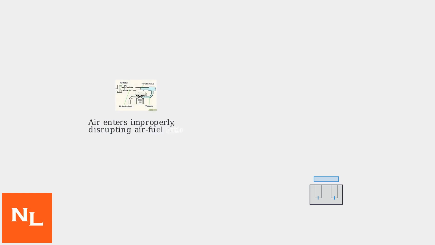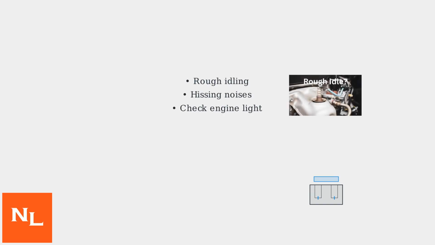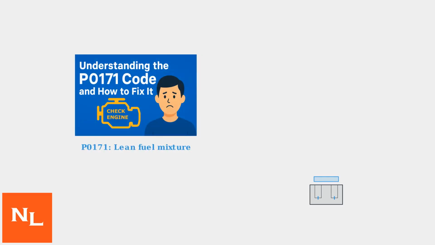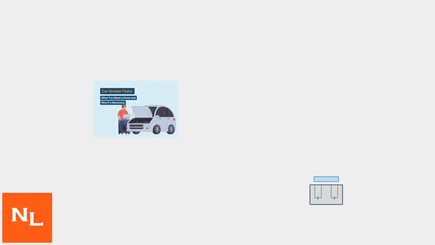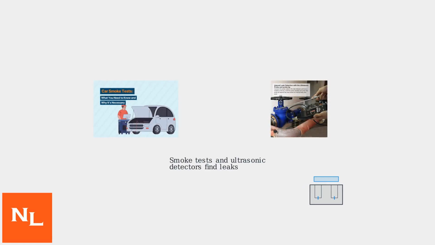Vacuum leaks occur when air enters the intake system improperly, bypassing the throttle valve. This disrupts the carefully balanced air-fuel ratio in the engine. The result is a lean condition where there's too much air relative to fuel. This can cause the engine to run inefficiently and trigger various symptoms. Common symptoms include rough idling, noticeable hissing noises from under the hood, and the illumination of the check engine light. Modern vehicles often display diagnostic trouble code P0171, which indicates a lean condition in the fuel system. To diagnose vacuum leaks, technicians use smoke tests or ultrasonic leak detectors to pinpoint the exact location of the air intrusion.